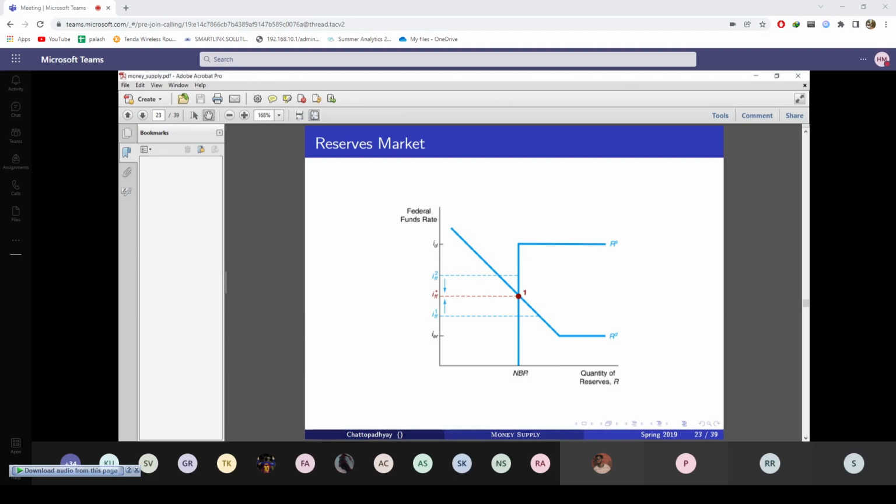Okay, and this intersection point of the reserves demand and reserve supply is going to give me the market clearing reserves in the economy, in the entire banking system, and the corresponding market clearing interest rate. So this is the diagram where you can concentrate more on the reserves market in detail.